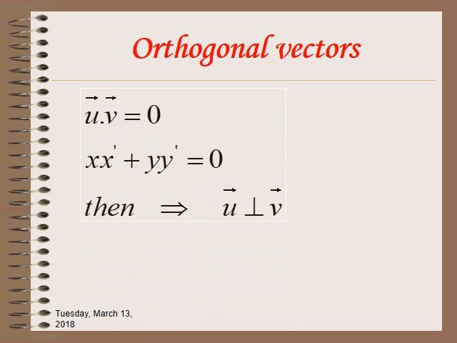Orthogonal vectors. u dot v equals 0. Then xx' plus yy' equals 0. In this case, we can say u and v are orthogonal.